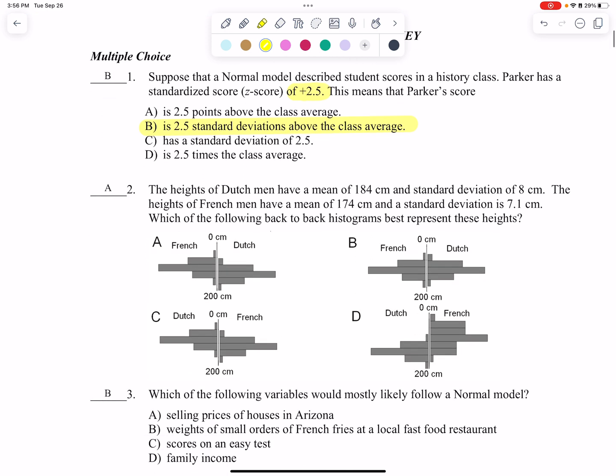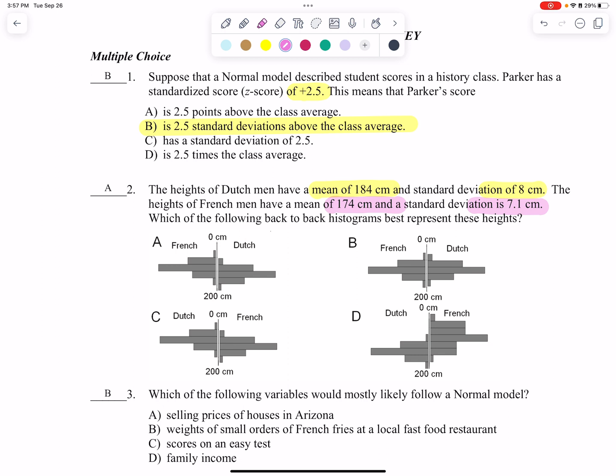The heights of Dutch men have a mean of 184, standard deviation of 8. The heights of French men have a mean of 174 and a standard deviation of 7.1. Which of the following is the back-to-back histogram that represents these heights? Well, then the Dutch men, they're going to be higher than the Frenchmen.